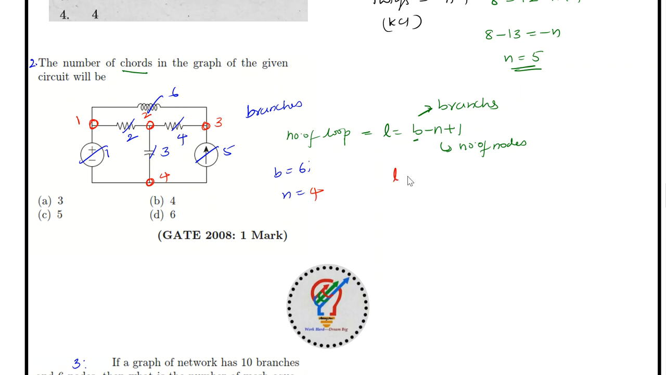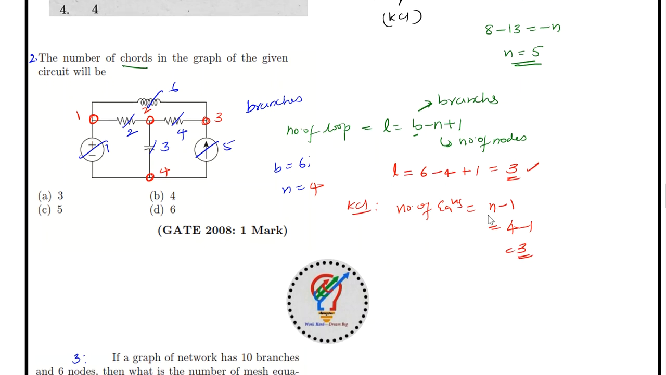Now L, the number of loops or number of chords, is B, which is 6, minus 4 plus 1. That is going to be 3. So 3 loops are required. Suppose for the same problem we solve the network using KCL equations. The number of equations is N minus 1, so with 4 nodes, 4 minus 1 is 3. Similarly, we will solve one more problem based on this concept.